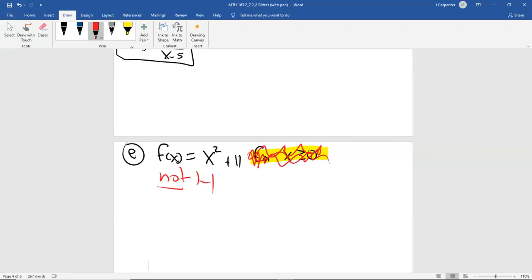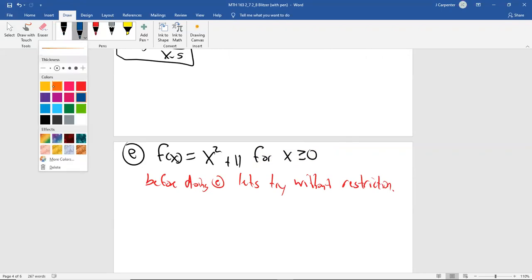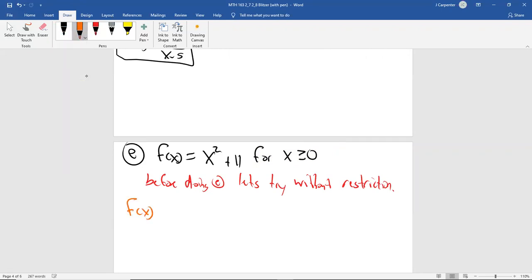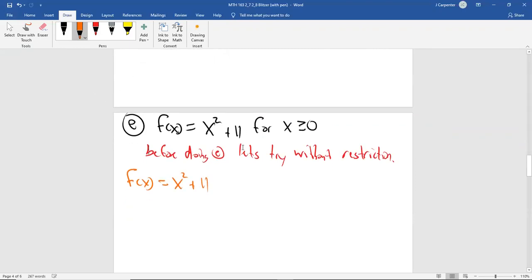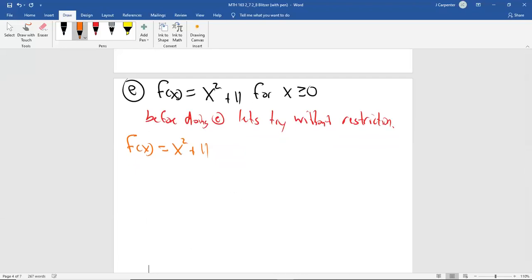And I'm going to do the algebra to show you why that is. So again, before doing E, let's try without the restriction, and let's show you why we have to have that restriction. So I'm going to do this in an orange color because it's a different problem. It's not technically E. Let's just do x squared plus 11. I'm going to go through this with the normal process.